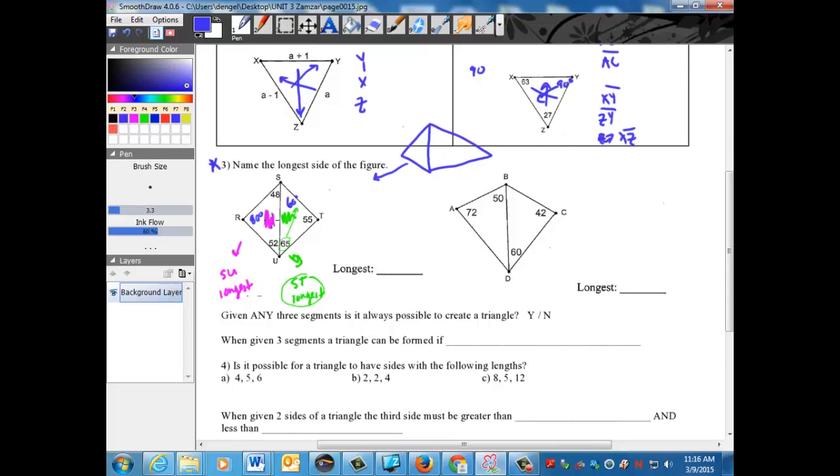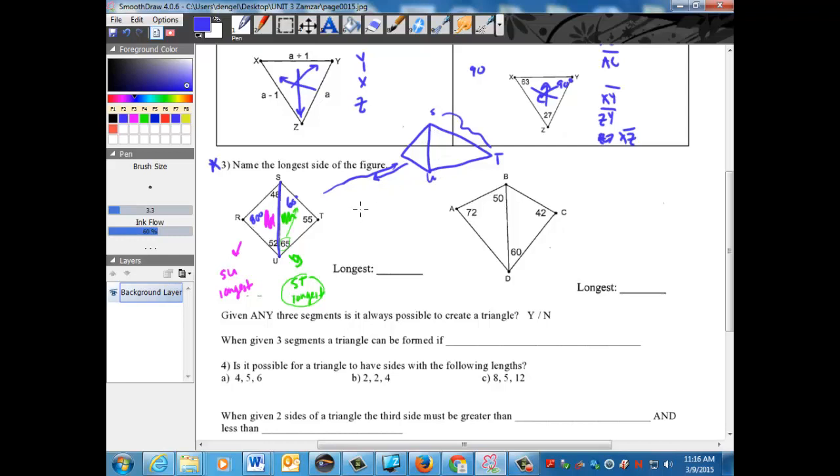Now, if we ignore what we just did and we just look at how this shape appears, it would seem like SU would be our longest side. It just looks like this side is longer than ST. But remember, this shape should actually look like this. And so here's ST, and clearly ST is much longer than SU.